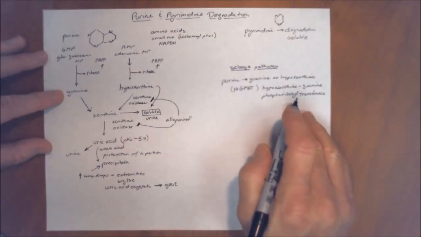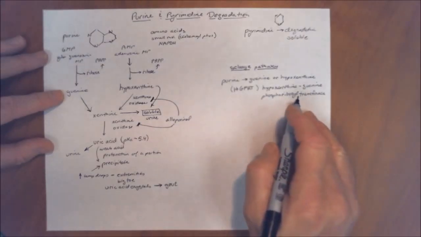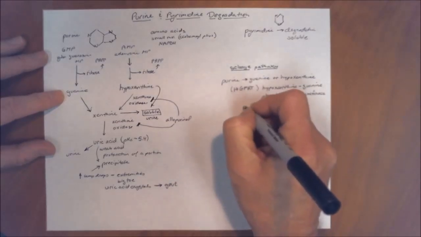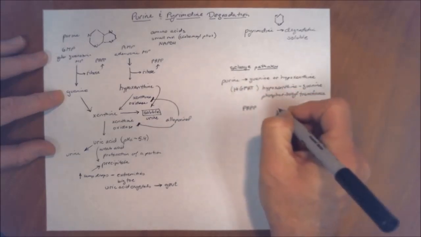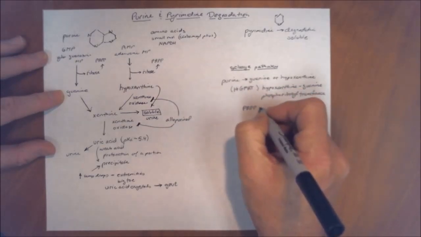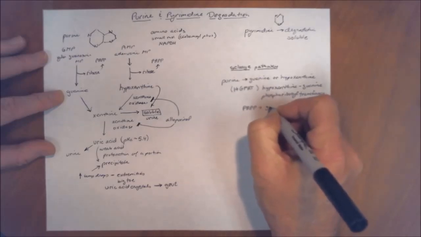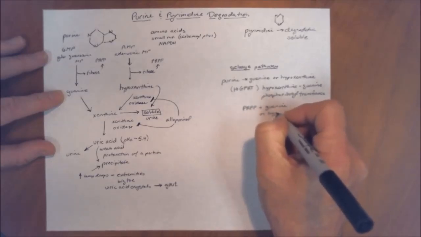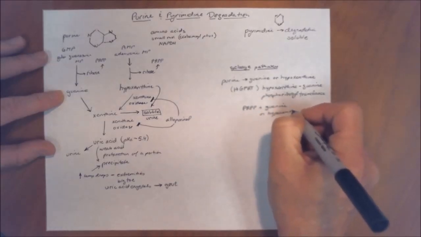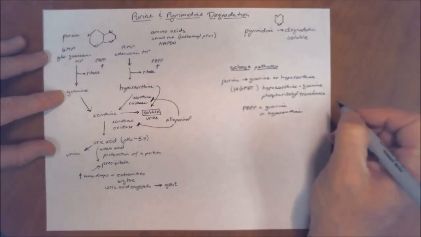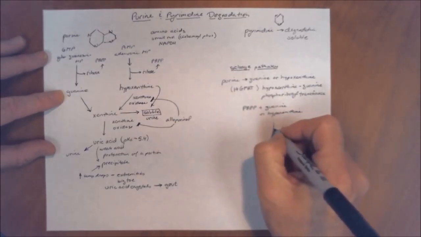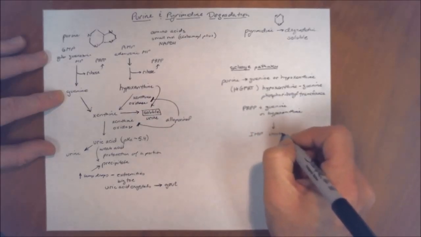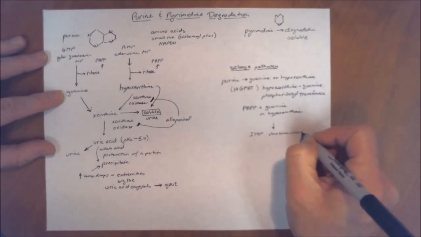Now the name of this enzyme is very descriptive. HGPRT is involved in taking PRPP, combining this with guanine or hypoxanthine, allowing us to make the formation of IMP, which is inosine monophosphate.